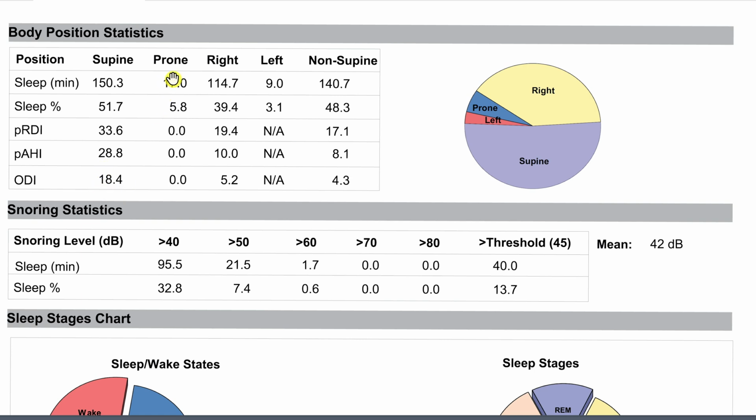Prone, it doesn't have a lot of data, so we've got to be careful, right? We don't want to say we should sleep prone because we have an RDI of 0. Well, we only spent 17 minutes sleeping prone, right? So it's super limited with respect to what it can tell us.